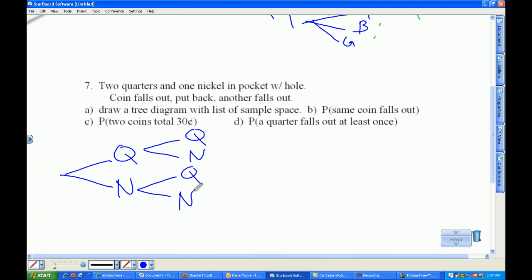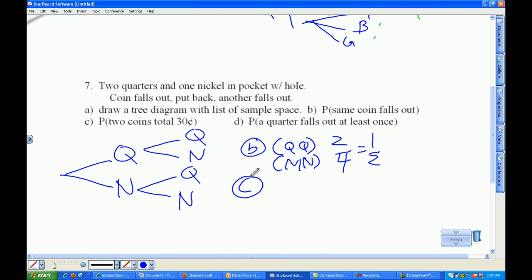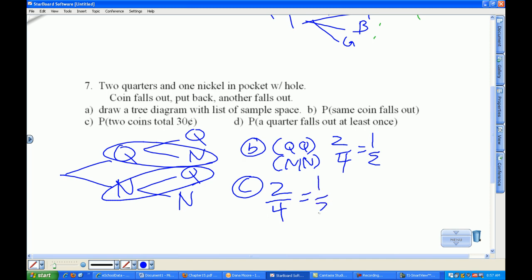For part B, the same coin falls out. So we're talking quarter, quarter, or we're talking nickel, nickel. That's 2 out of 4, or 1/2. For C, the coins total 30 cents. That happens here. 25 plus 5 is 30, and it happens here. So it's 2 out of 4, which is 1/2.